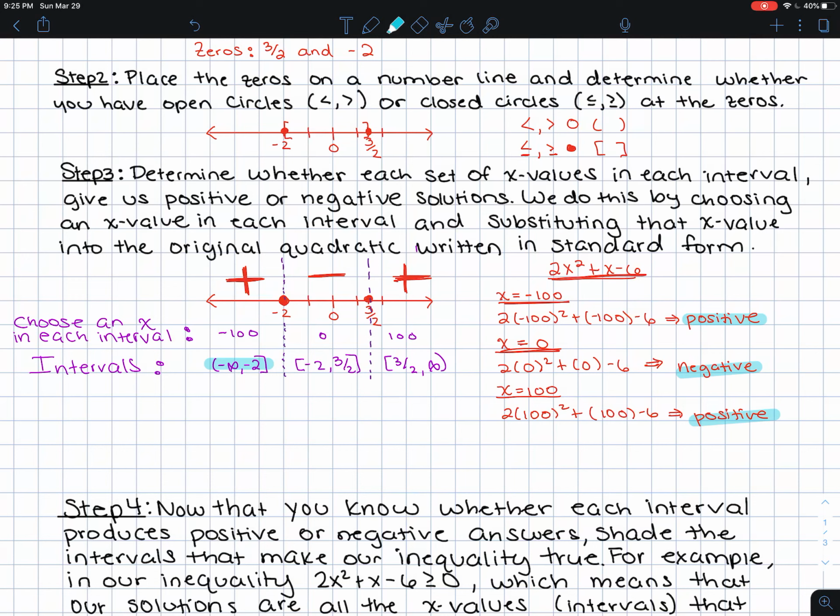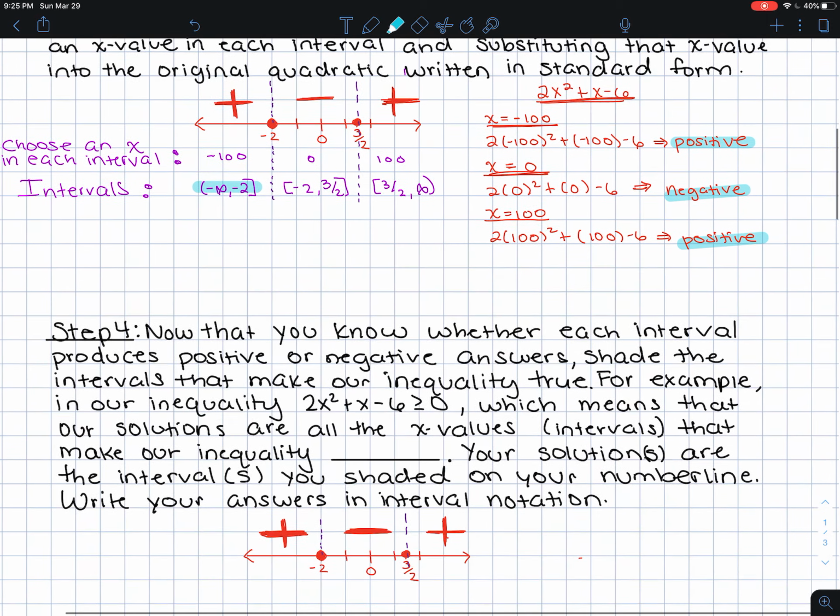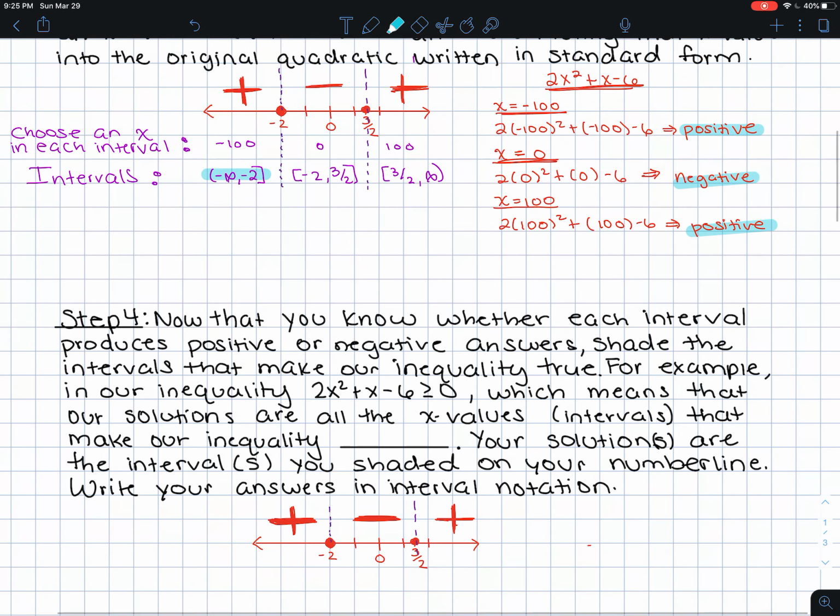Okay, so now we have whether our answers in each interval give us positive or negative solutions. Now that we have that, we can figure out what our answer to our inequality is. Let's take a look at step 4. Now that you know whether each interval produces positive or negative answers, shade the intervals that make our inequality true.